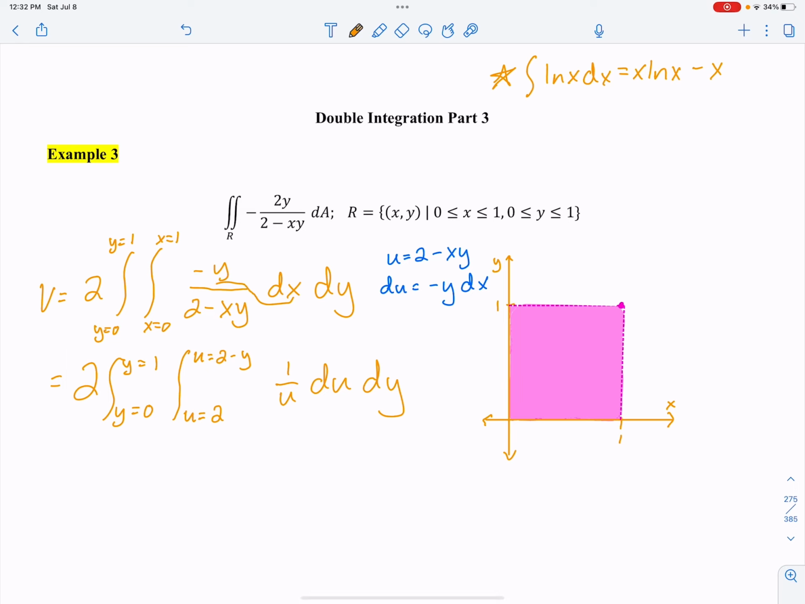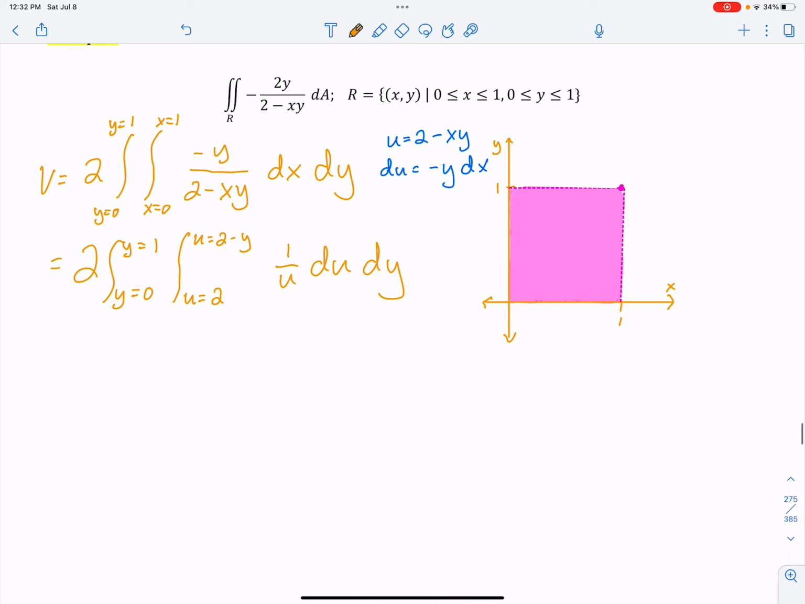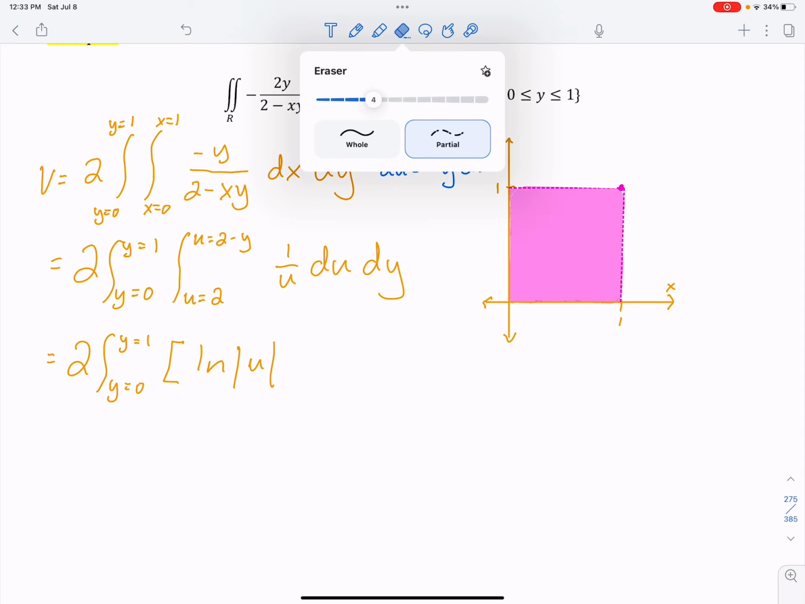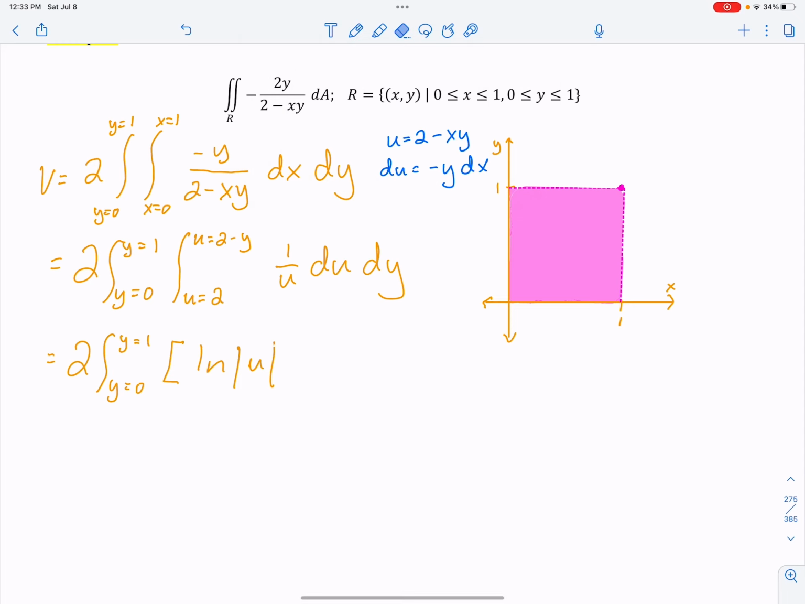This whole thing here is taken by the du. And then the bottom is a u. So this is much easier to integrate now. I have 2, and y equals 0 to y equals 1. And then we're going to go ahead and integrate this. I got the ln of, and it would normally be the absolute value of u, but u is based on 2 minus y. Y will never be bigger than 1, so I actually don't need the absolute value, completely based on how u is defined.